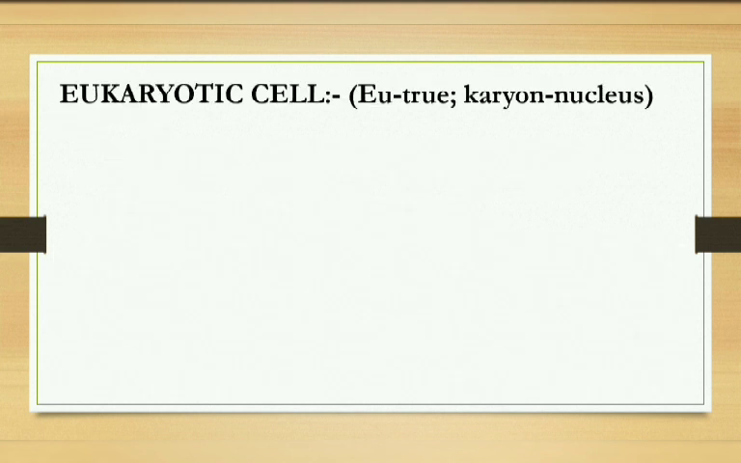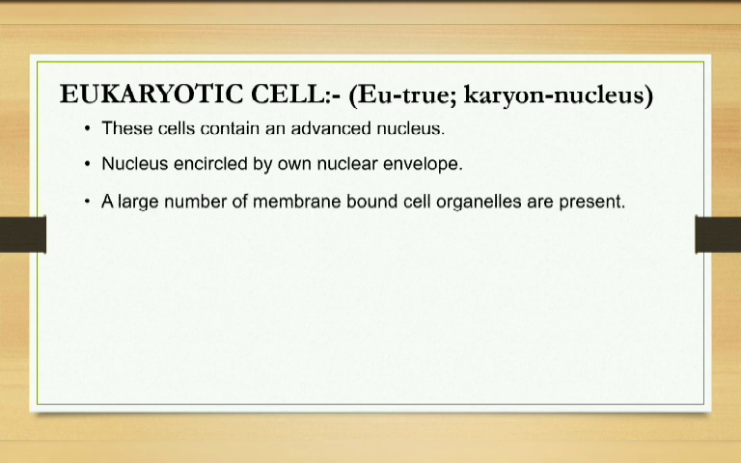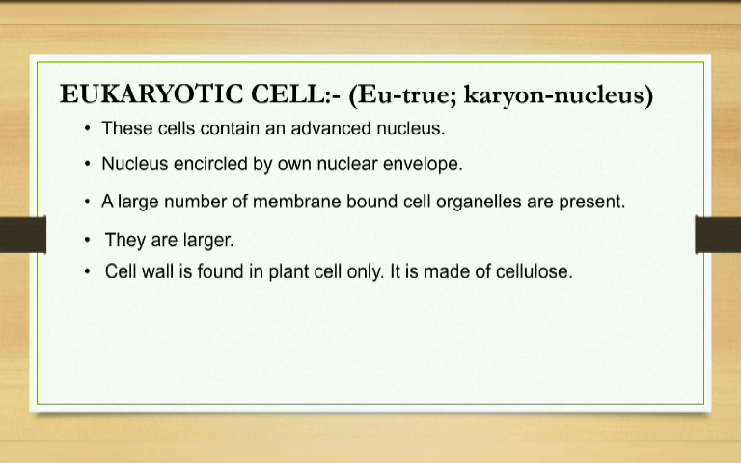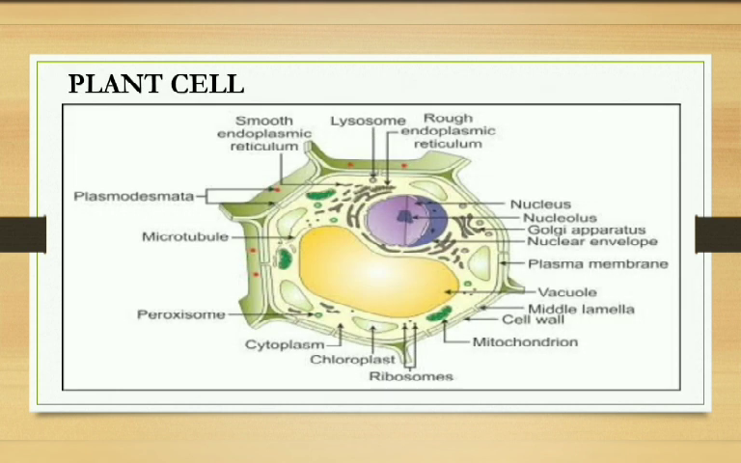Next one is eukaryotic cell. Eu means true, karyon, a nucleus. In this, nucleus is well developed, because nucleus is enclosed or covered with the nuclear membrane. A large number of membrane bound organelles are present in that. They are larger in size. Cell wall is present only in the plant cell, not in the animal cell, and in plant cell the cell wall is made up of cellulose. Next, examples: all plant and animal cells. So you see the plant cell first. This is the diagram of plant cell.